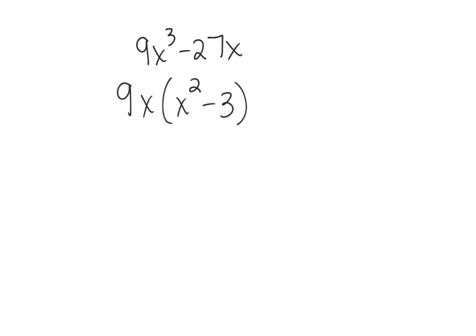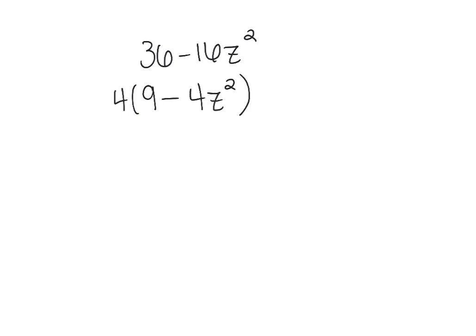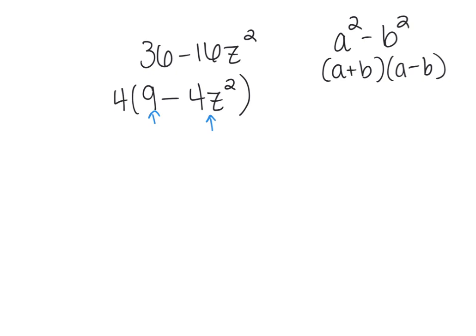Now, an extension with something like this is where we have, say, 36 minus 16z squared. We can take out a common 4 that leaves us with a 9 minus 4z squared. But unlike the last one, 9 and 4z squared are both perfect squares, which means we can use our perfect square factoring technique. What that says is when you have the difference of two squares, take the square root and add the two roots and subtract the two roots.